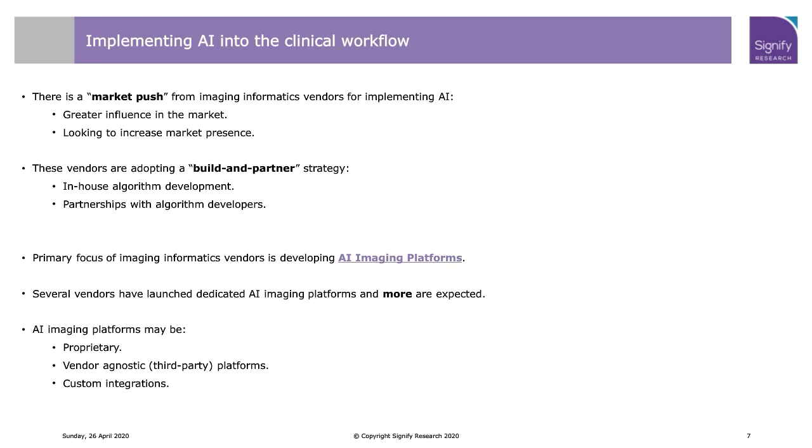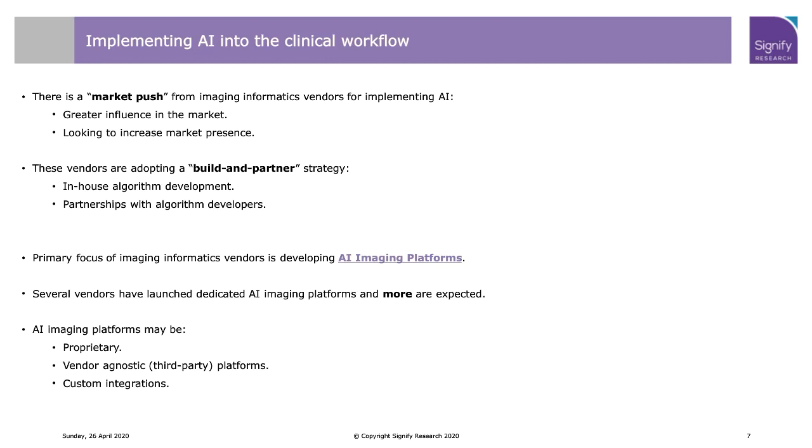The imaging informatics vendors have adopted 2 strategies to increase their influence on the market. The first is by adopting a build and partner strategy. This involves some in-house algorithm development, but also partnering with independent algorithm developers. For example, GE HealthCare has partnered with MaxQ AI to deploy its ICH, so intracranial hemorrhage, and stroke solution, both via the PACS as well as embedding it onto the CT scanners. And I think Rahul will talk about point-of-care AI later on.